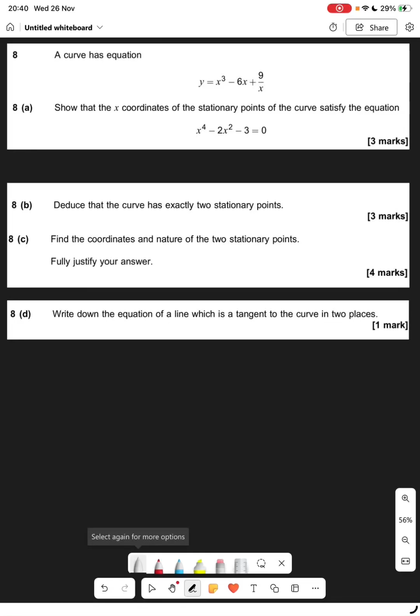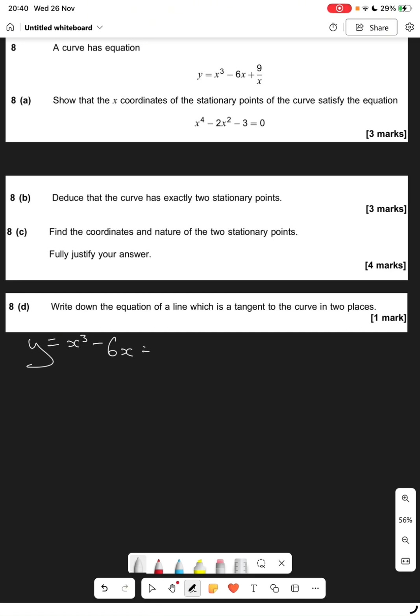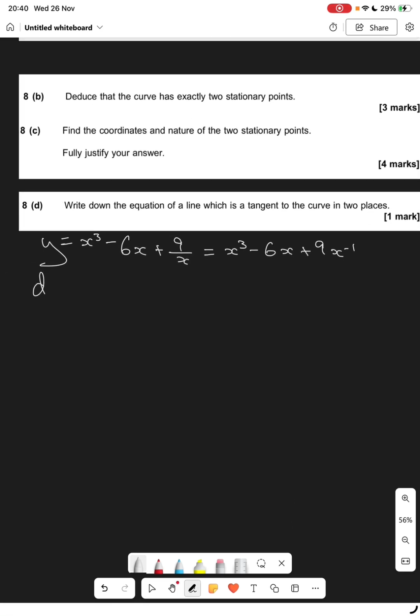For this question, we can convert the first equation into index form. So that would be 6x plus 9 over x, which equals x cubed minus 6x plus 9x to the negative 1. So we can differentiate that.